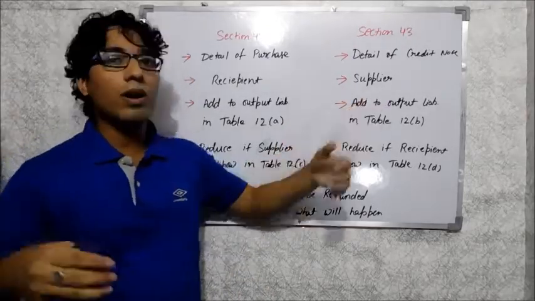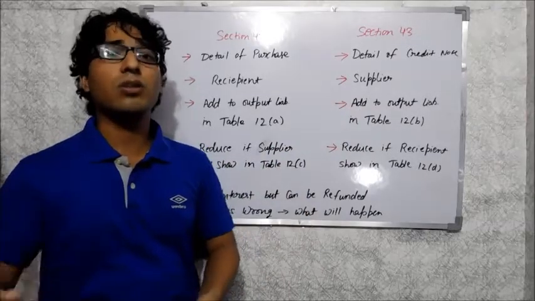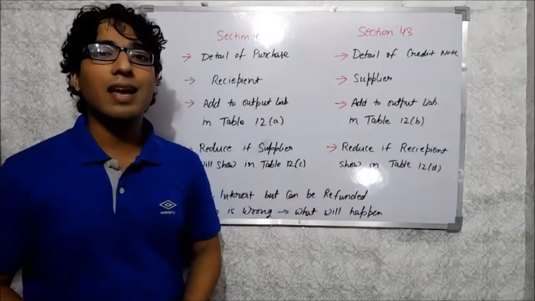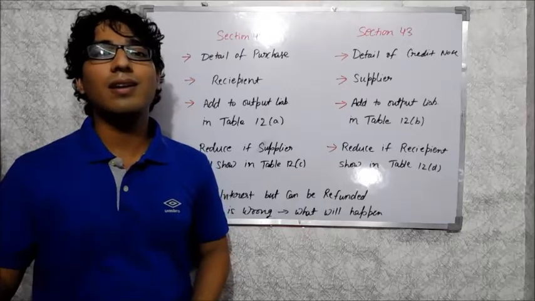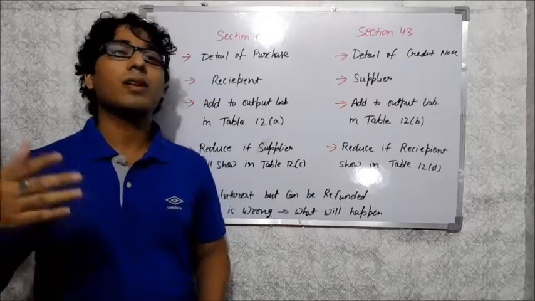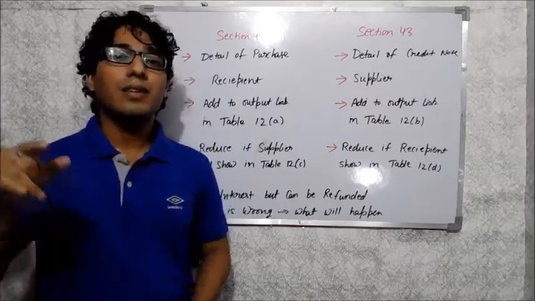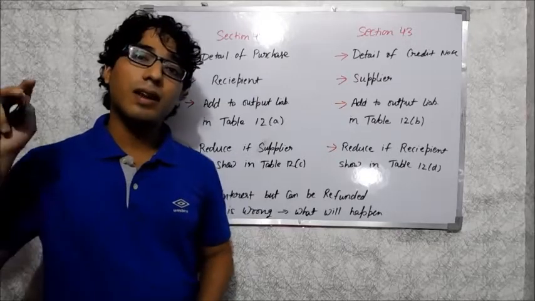And in this case when you are issuing the credit note and reducing your output tax liability, but the recipient is not showing that credit note, it means that there is a fault on the part of the recipient.